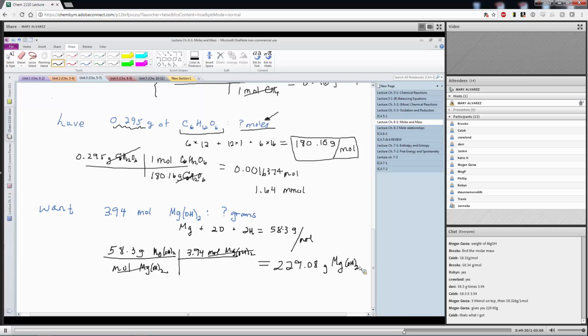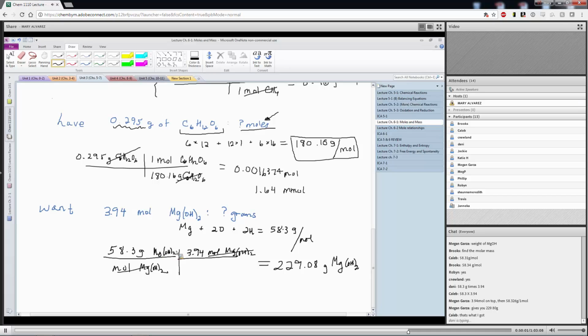Excellent. Okay. So the moral of the story is, if we've got a substance and I give you grams and ask for moles, or if I have a substance and I give you moles and ask for grams, you will start by calculating the molar mass, and then you're going to plug it in such that you eliminate the units you don't want and you get the units you do want. Just classic dimensional analysis style.